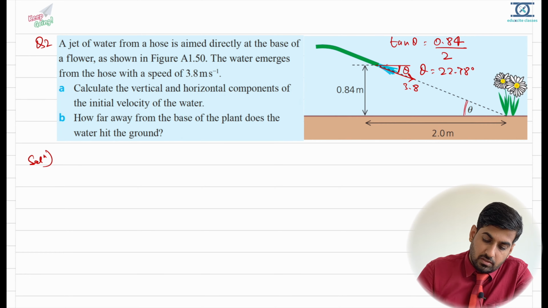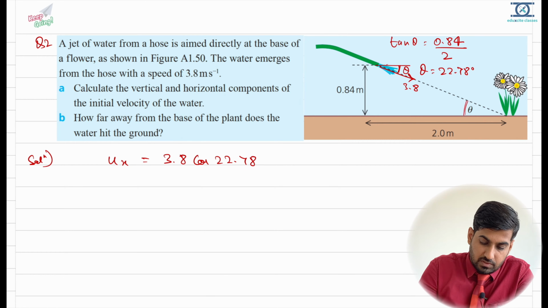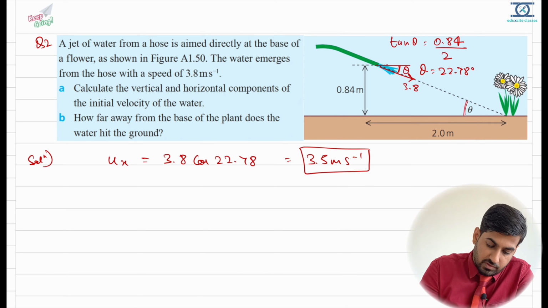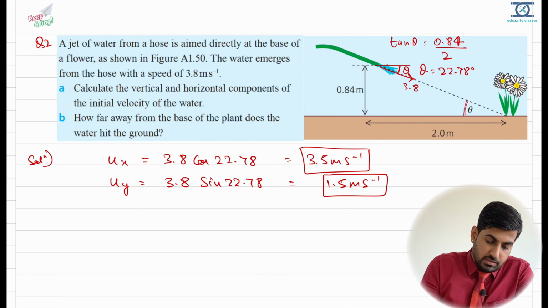So for the A part, ux is my horizontal component, which will be 3.8 cos 22.78, which gives me something around 3.5 meter per second. This will be my first part, and uy will be 3.8 sin 22.78, which will be something around 1.5 meter per second. You can check using your calculator, you will get the same answer. So these are your horizontal and vertical components. This was my A part.